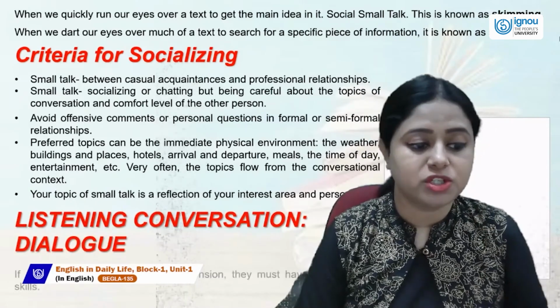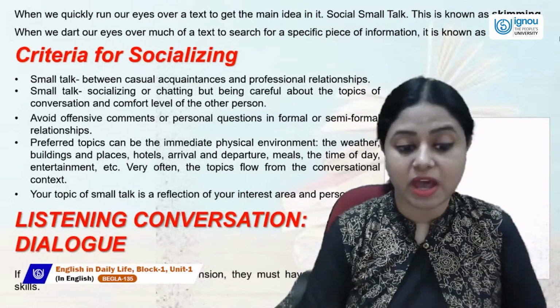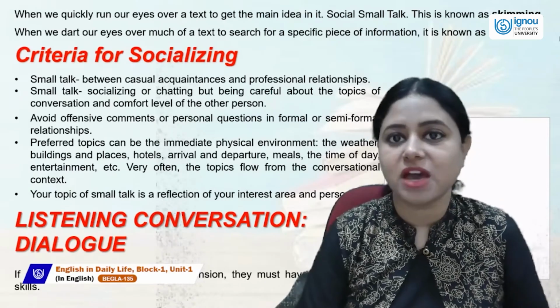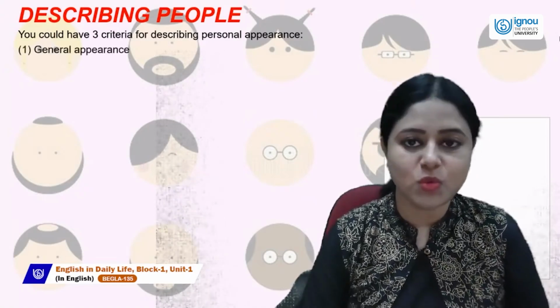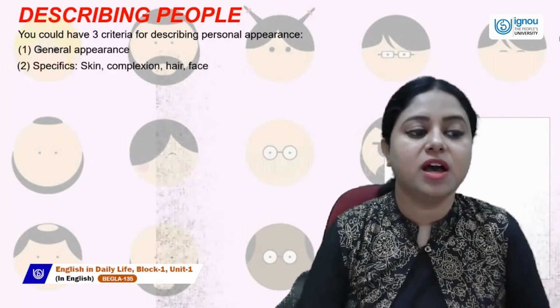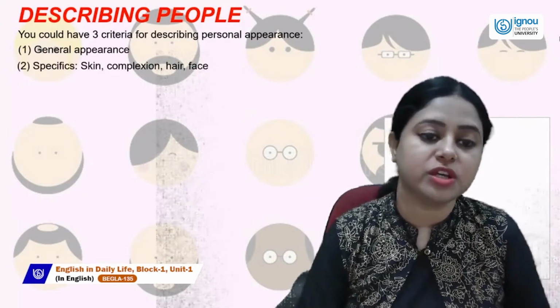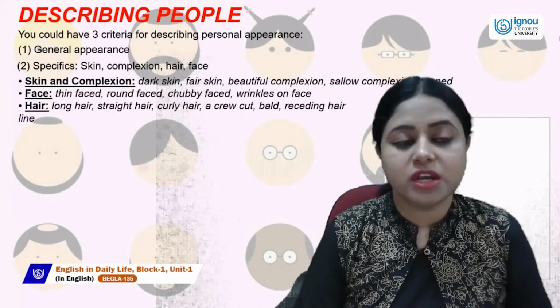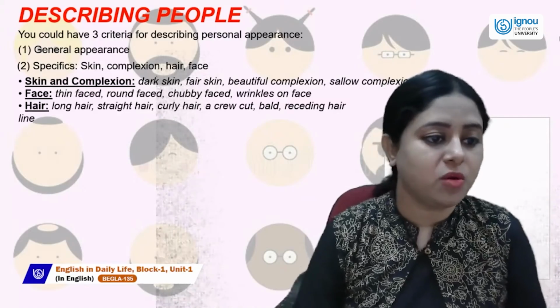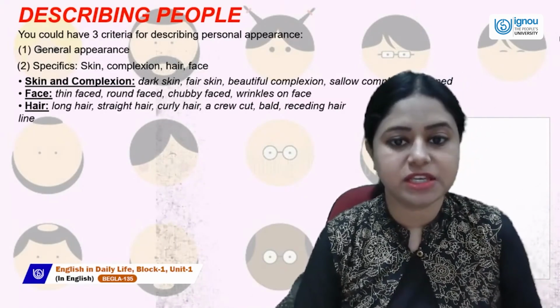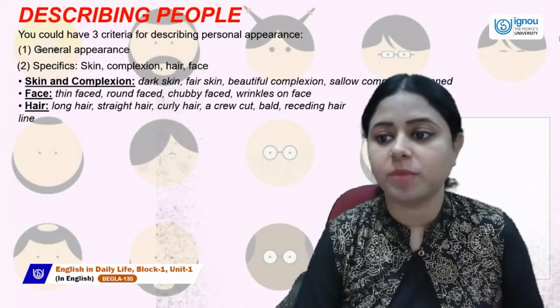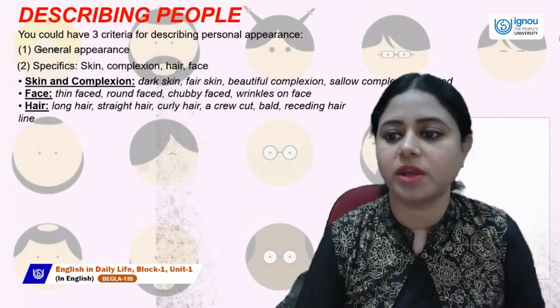Now, listening conversation dialogue. If one wants to have good comprehension, they must have good listening skills. Now, describing people, you have three criteria for describing personal appearance. First is general appearance. Specifics could be skin, complexion, hair, face. Now, skin and complexion could be of various types, and all skin and complexion are beautiful. Dark skin, fair skin, beautiful complexion, sallow complexion. It's not shallow, sallow complexion.